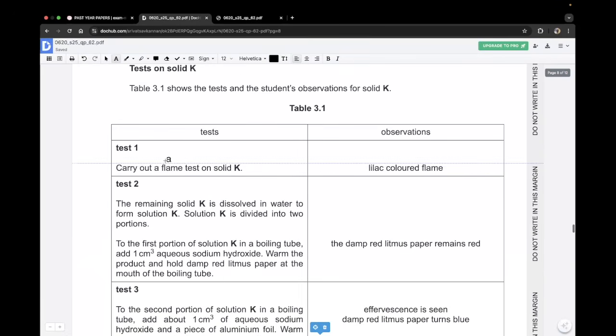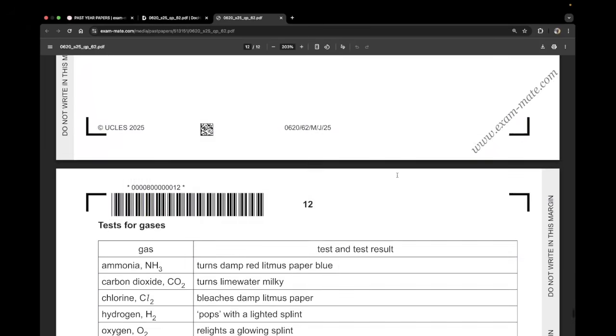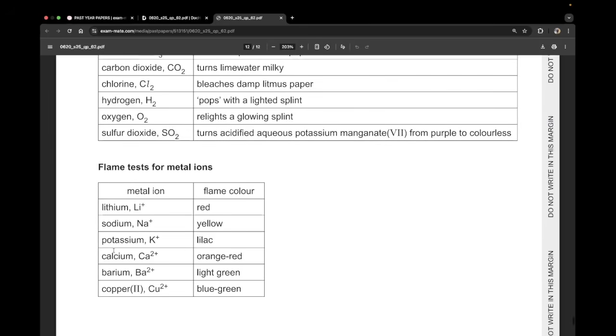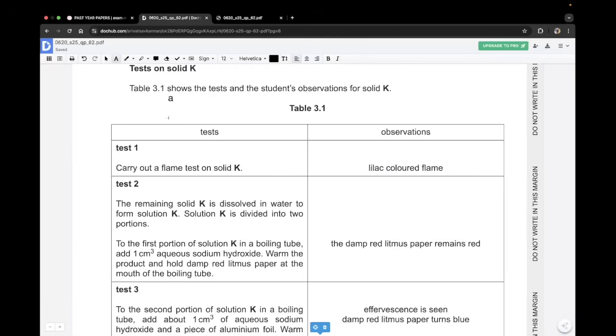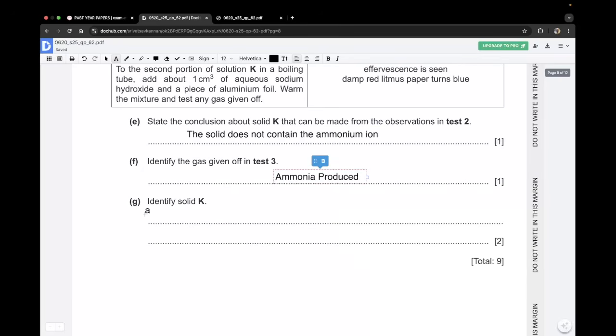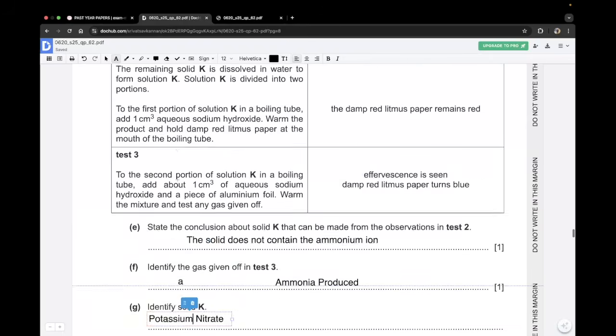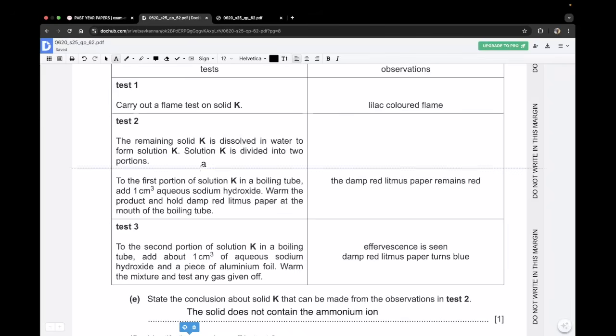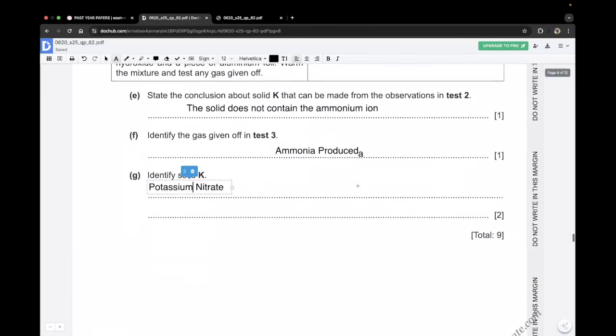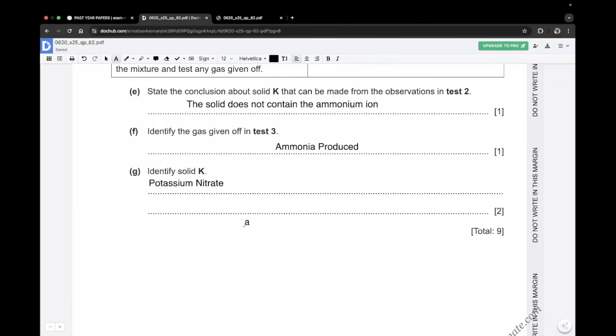And if you look at test 1, it is a lilac colored flame, which signals that it is in fact potassium. So we have potassium nitrate as the answer based on these. First of all, this confirms it's not the ammonium ion, but this specific test confirms that it is indeed the nitrate ion, and the lilac colored flame confirms that the cation is potassium. So the answer is potassium nitrate.